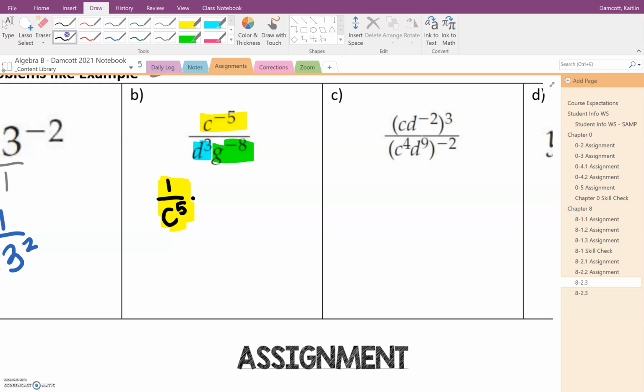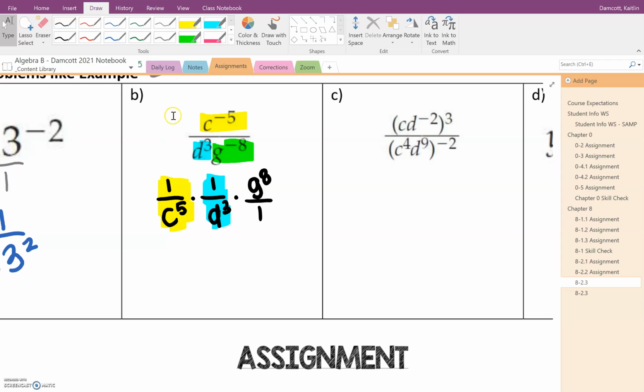Now I'm going to focus on my D to the 3rd. That is a positive exponent. We don't have to do anything to it. So D to the 3rd stays as is. I've got the 1 on top. So that was this. And then for the last one, the green one, we've got this G to the -8th. We don't want a negative exponent, so we're going to push the G to the top and turn the exponent positive. And then a 1 on the bottom.